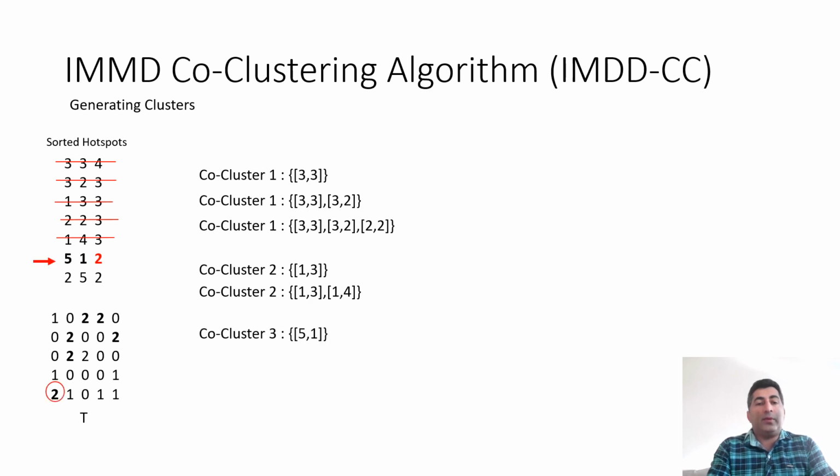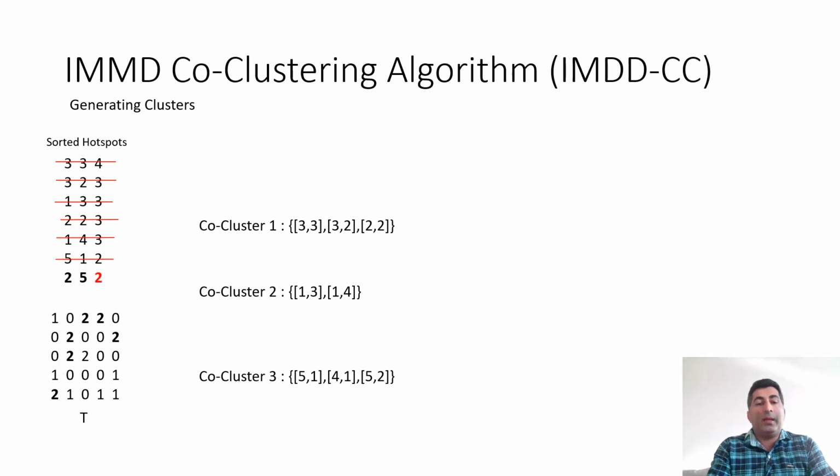We create a cluster with this centroid of this item, and then we see that there are two more elements that are connected to this item. So we have a cluster 3 of 3 members. And then we remove these allocated items, and we arrive at the last item, which is this one.